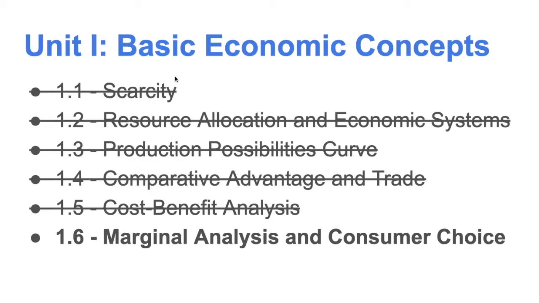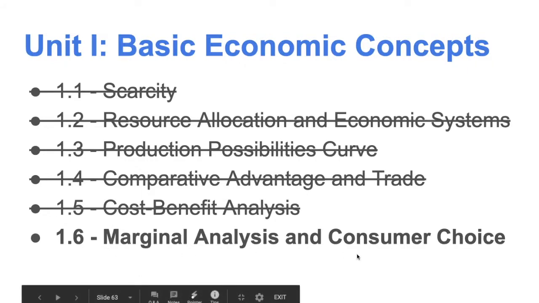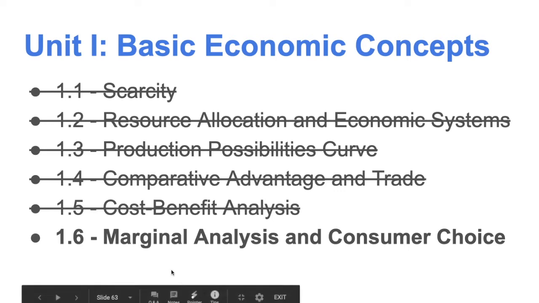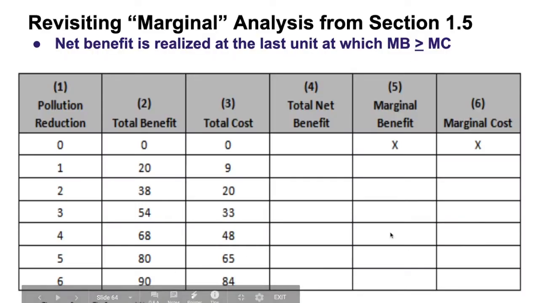All right, let's jump into 1.6. Section 1.6, marginal analysis and consumer choice. Think about how we got here. 1.1 was scarcity, right? We talked about resource allocation and what to do with scarce resources. And then we talked about what producers do with scarce resources. Then we started comparing both sides of the analysis and exchanges, trade that occurs. And now we're on consumers. So let's take a look.